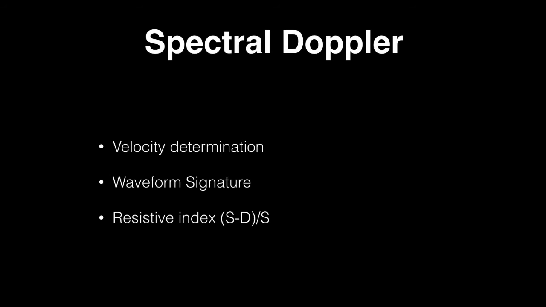It can also be used to calculate out the resistive index, which is defined as the peak systolic velocity of blood within the vessel minus the end diastolic velocity within the vessel divided by the peak systolic velocity of blood within the vessel. Now, the resistive index signifies the resistance of the vascular bed distal to the interrogated vessel. So a low resistive index, you're going to see that in vessels that supply organs requiring constant perfusion, which would include brain, liver, kidneys, and placenta.